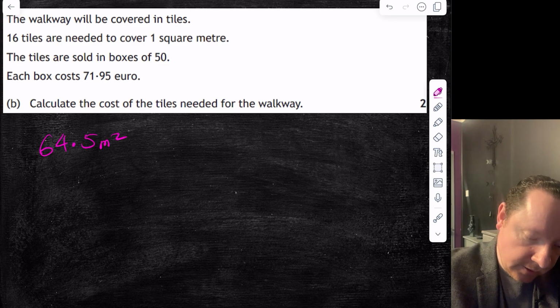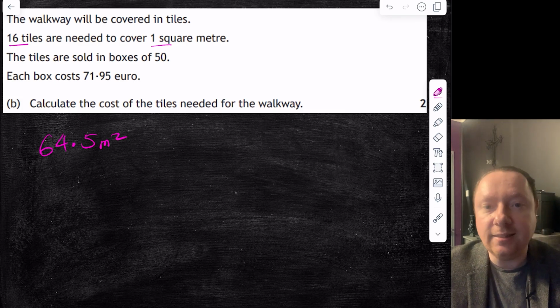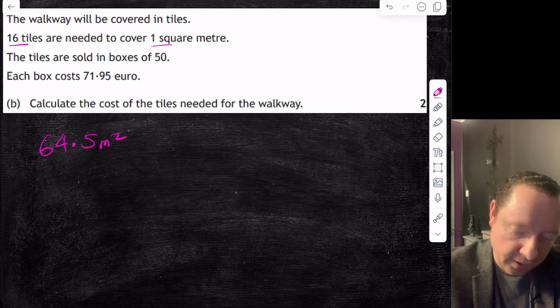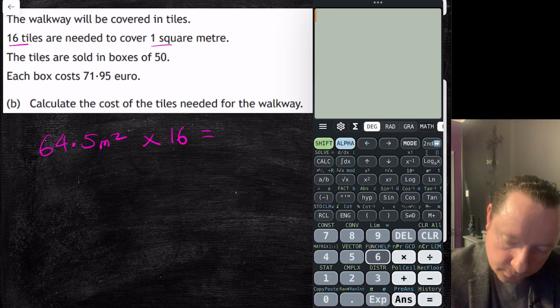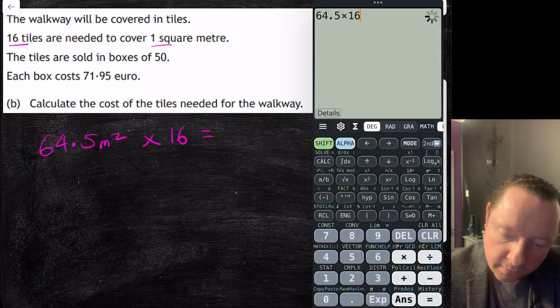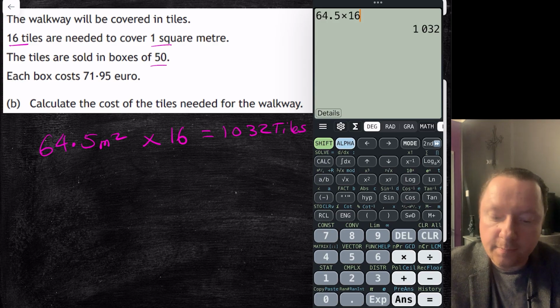It says 16 tiles cover 1 square metre. So I need to times by 16 because I've got 64.5 square metres. So let's times by 16 to start with to see how many tiles we need. That gives me 1,032 tiles. Next bit says tiles are sold in boxes of 50. So if I divide by 50, that'll tell me how many boxes I need.